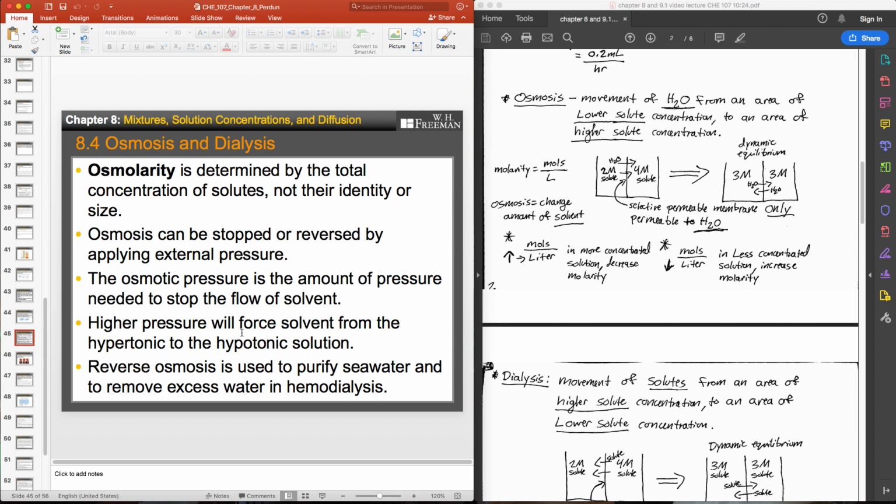So the higher pressure will force solvent from the hypertonic solution to the hypotonic solution, which is the opposite direction of osmosis. And what do we call this? Very simply, we call this reverse osmosis, right? It's used to purify seawater and remove excess water in hemodialysis. So if we're undergoing dialysis and we need to remove excess water, then the machine will actually put pressure on the fluid that is flowing through the dialysis machine in order to modulate and drive that water to alter the volume to an appropriate volume that we would need to successfully complete dialysis and make sure that the concentrations in the human blood are exactly what we would need, okay?